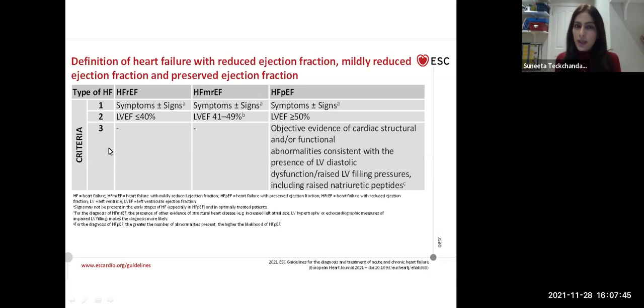Patients with HFpEF, heart failure with preserved ejection fraction, are the ones difficult to diagnose, where you would say symptoms and signs of heart failure with LV ejection fraction more or less appearing normal, because normal is above 55%, but even more than 50%, it's quite subjective to say that. Then the other features you need in this group are objective evidence of cardiac structural or functional abnormality. So you might have features of LV diastolic dysfunction, like big atria, reduced diastolic excursions, including raised natriuretic peptides, which we spoke about earlier.